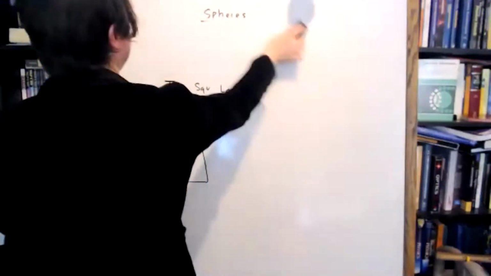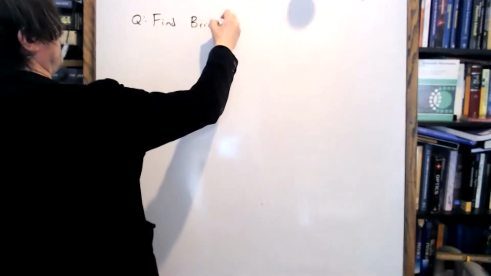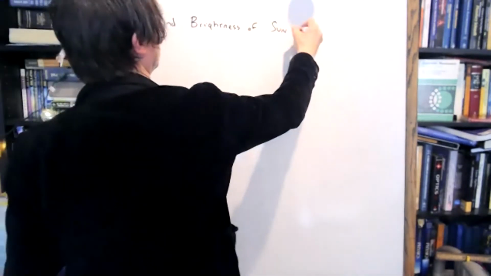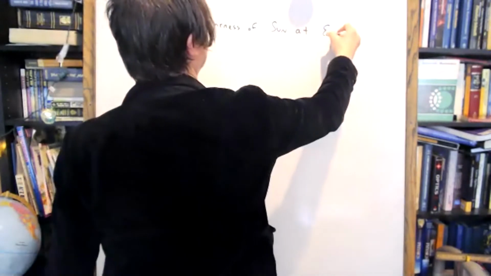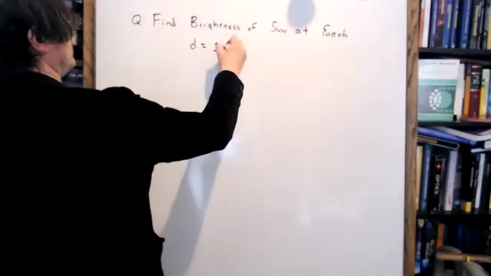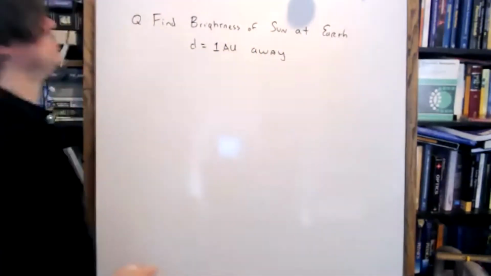This is the type of question that I will be making you do on the test. No word of lie, something similar to this, okay? So question: find the brightness of the sun at Earth, a distance of 1 AU away.